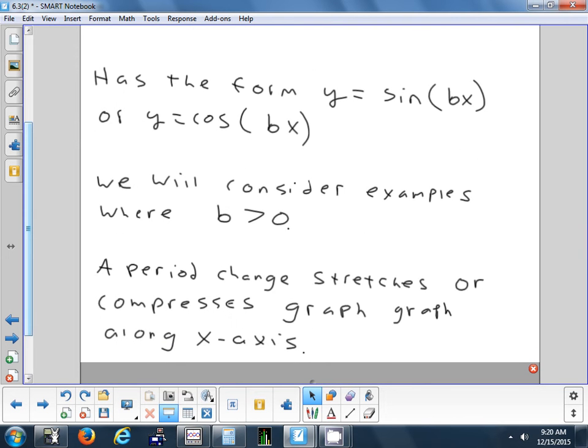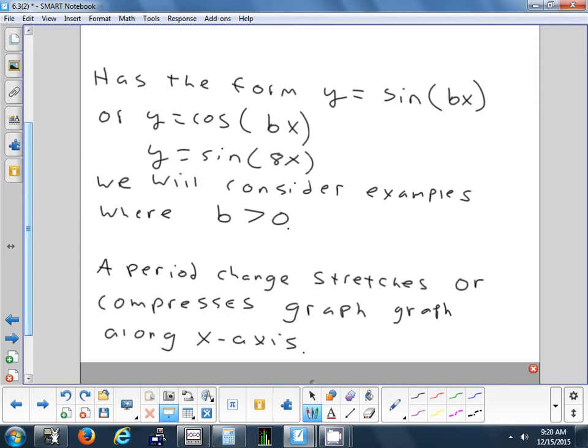Period change is going to stretch and compress the graph along the x-axis. So what do you think if I put in a really big number for b? If I did something like 8x, that's a big number. Do you think it's going to make the graph bigger, or do you think it's going to compress it? It compresses it.